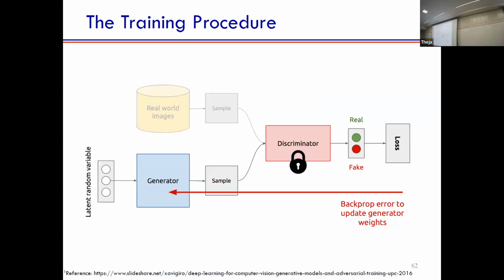And while updating the generator, you lock the parameters of the discriminator. You're not updating it anymore. You're just saying, whatever the previous parameters were, if the numbers are not close to 1, something less than 1, then let's update the parameters so that you get close to 1. Okay.